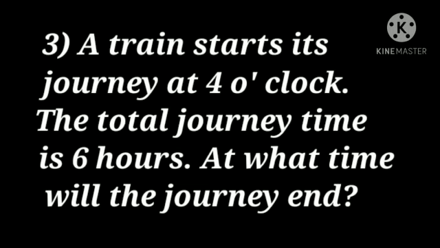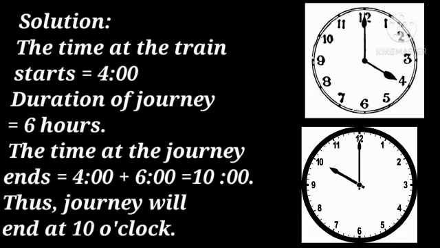Next one. A train starts its journey at 4 o'clock. The total journey time is 6 hours. At what time will the journey end? Now here they had given the starting time of the journey and the duration of the journey. They are asking us to find out the exact time when the train will reach.